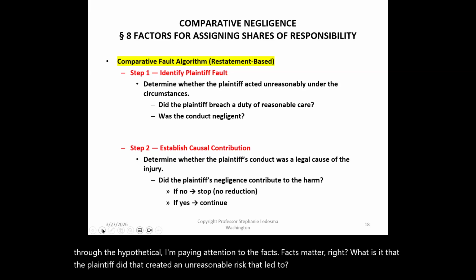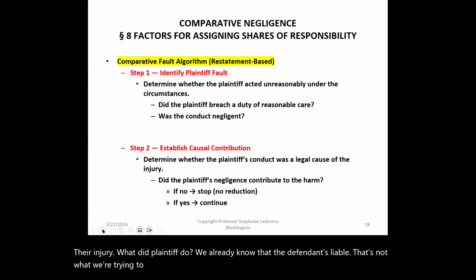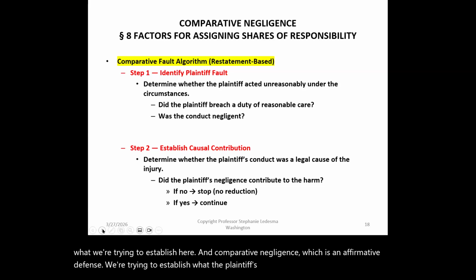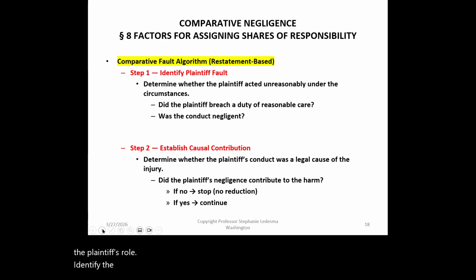What did plaintiff do? We already know that the defendant's liable. That's not what we're trying to establish here in comparative negligence, which is an affirmative defense. We're trying to establish what the plaintiff's role was. So step 1, I've got to identify the plaintiff's role, identify the plaintiff's fault, right? I've got to determine whether the plaintiff acted unreasonably under the circumstances.